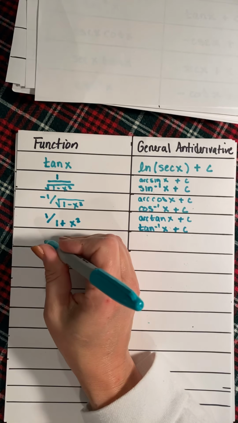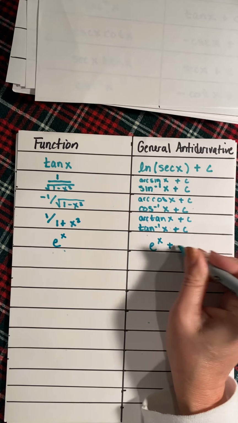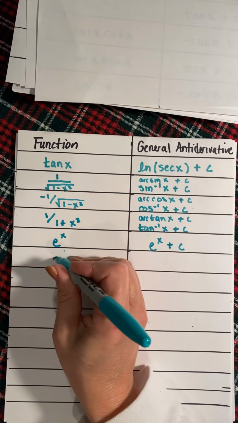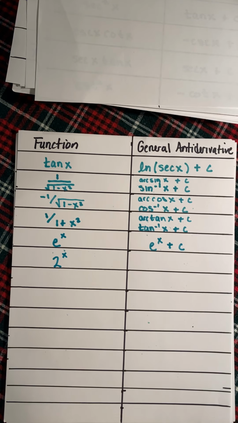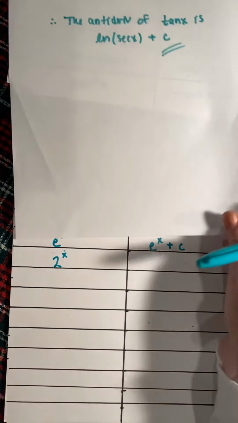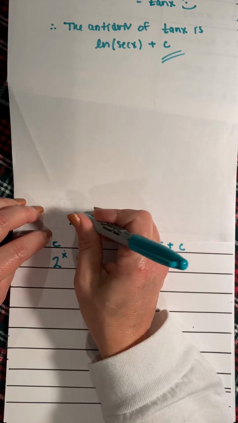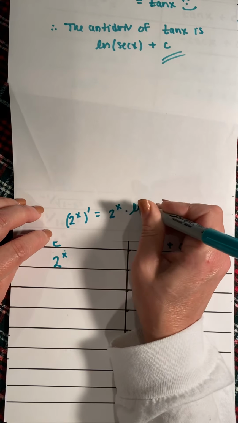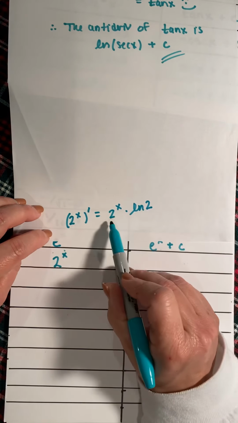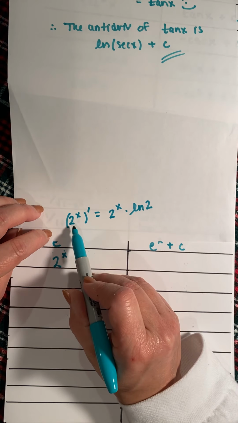So we did last time, just a reminder, e to the x would be e to the x plus c. But what if I had something like 2 to the x? What function's derivative is 2 to the x? Again, we're looking for a function whose derivative is 2 to the x. Well, we know the derivative of 2 to the x is 2 to the x times the natural log of 2. So the antiderivative of 2 to the x natural log of 2 would give me 2 to the x.